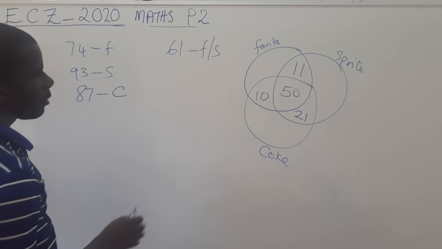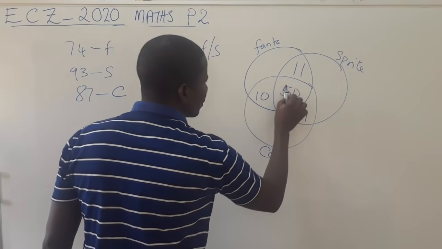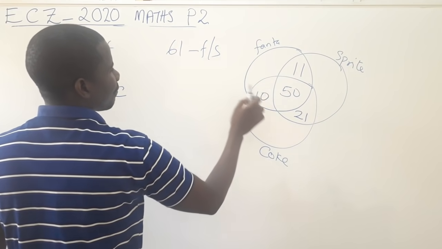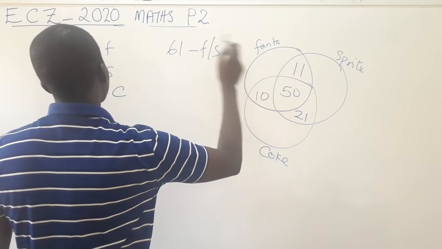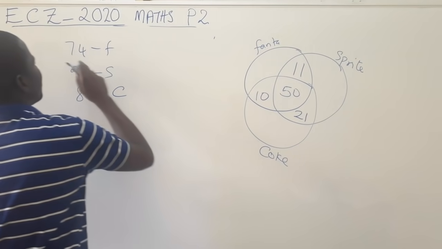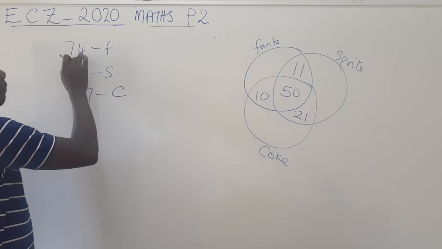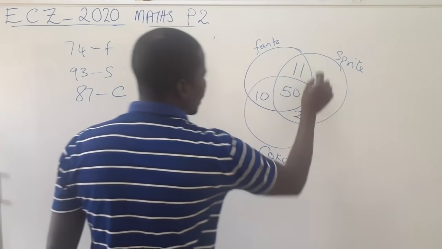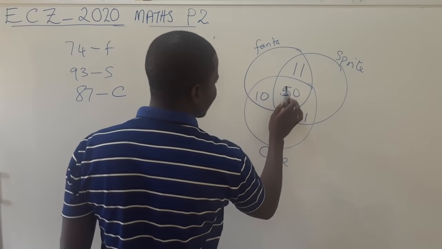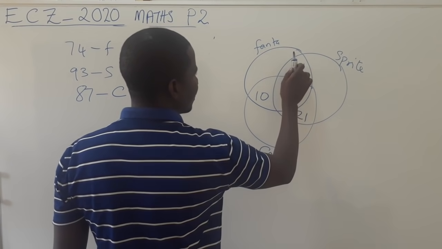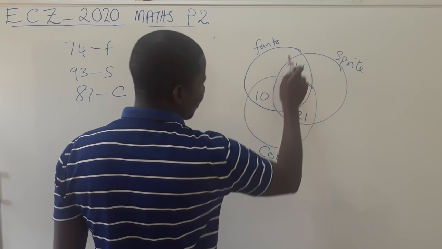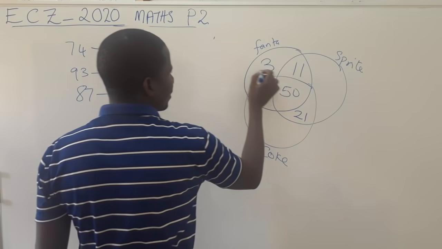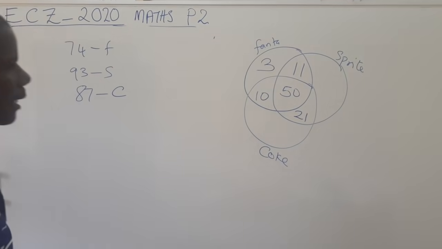Okay? Now, to find what is going to be here in Fanta, we come to this one. Those that took Fanta were how many? 74. So we need to add what we have here. This is 60, and this is going to give us 71. So the difference is going to be 3. Those are the ones that we're going to put there.